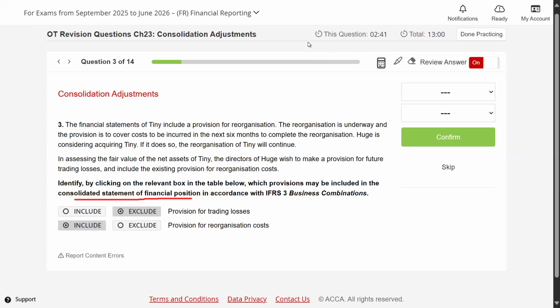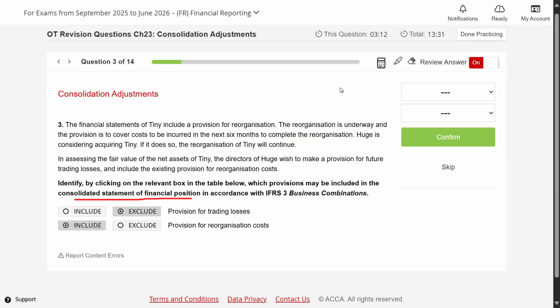I don't know the difference. The last question, we did not include the organization costs. Exactly. Yes, this is what I have tried to explain here. You see, in the previous question, the reorganization had not started. It would start if we take over, and the reorganization was purely to adjust to Huge's business.